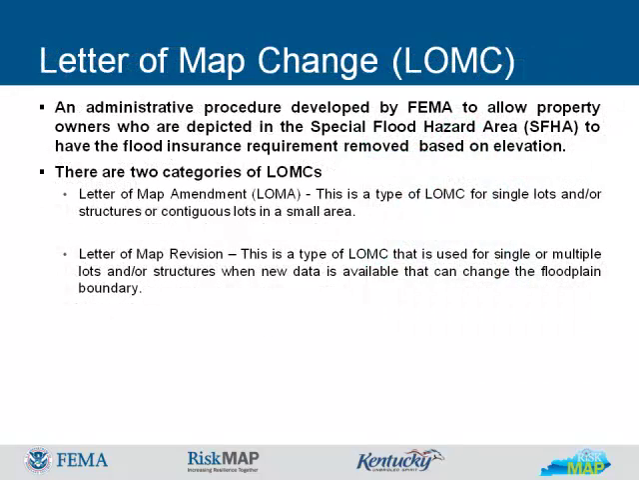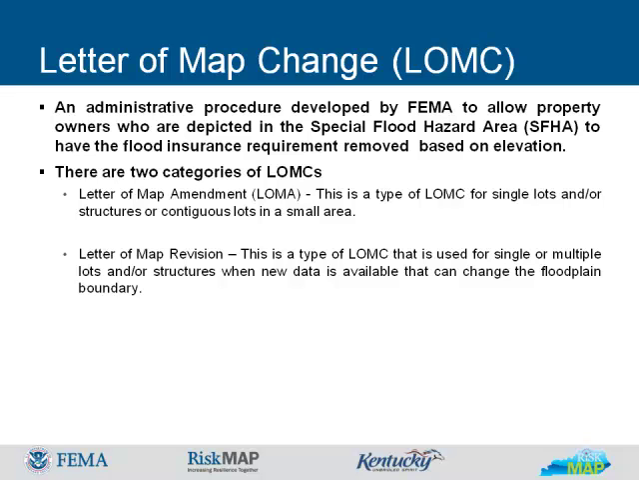Due to limitation of scale and available data, FEMA has developed administrative procedures referred to as letters of map change to allow property owners who are depicted in the special flood hazard area to have the mandatory flood insurance requirement removed. There are two categories of letters of map change. A letter of map amendment is typically for a single lot or structure or contiguous lots in small areas of natural high ground that create islands within the special flood hazard boundary.